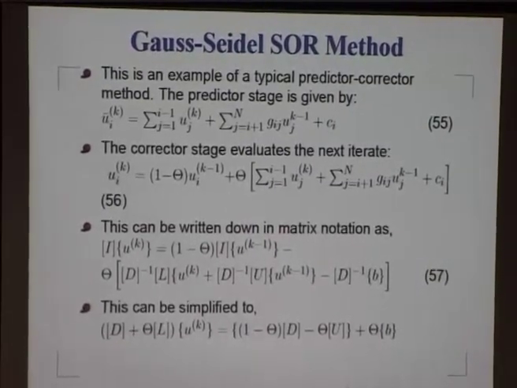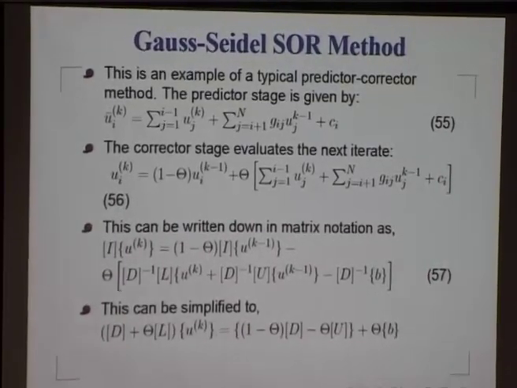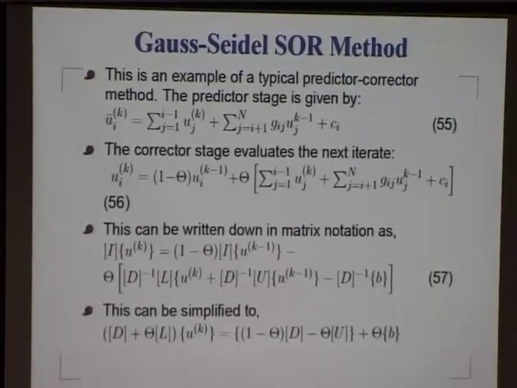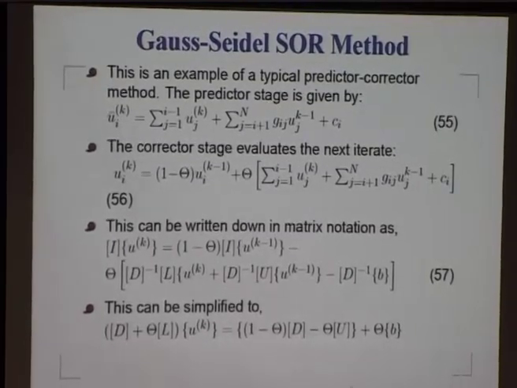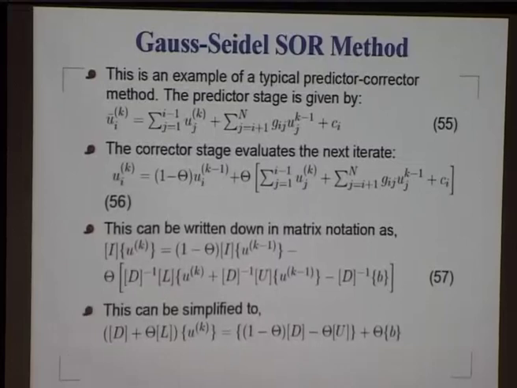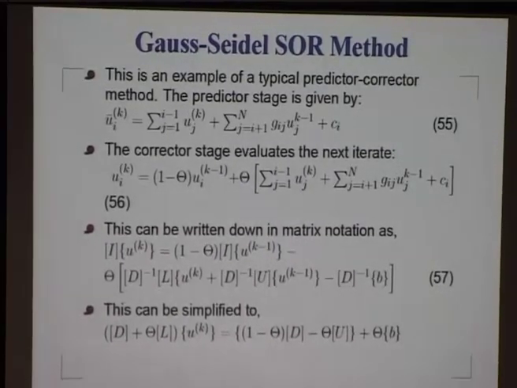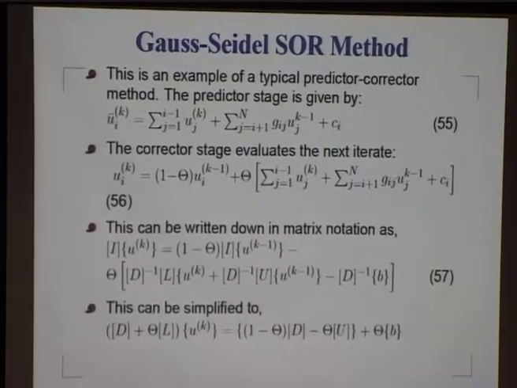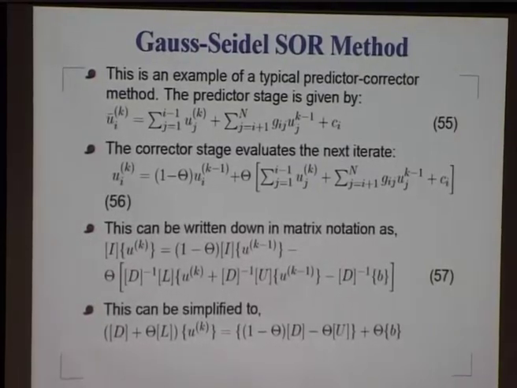So take 1 minus theta times the previous accepted solution. At the end of the predictor and corrector stage, whatever I have, I call that the quantity without any overbar. So this is the previous iterate. I give 1 minus theta weightage to that and theta weightage to the currently calculated. And of course, what I have written in an algebraic equation form in 56, you can write down in a matrix form, right?